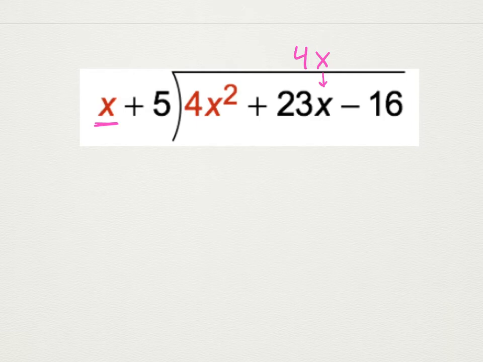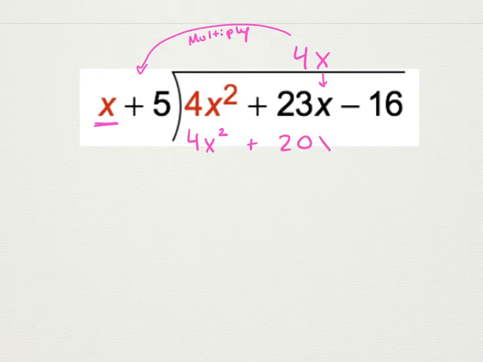And just like before, we multiply what's on top with what's out front. So what is 4x times x? 4x squared. And what's 4x times 5? 4 times 5 would be 20, and then we have an x, so 20x. This step is super important. Next, we have to change the signs here. So we make this a minus and this a minus. So you always change the signs.